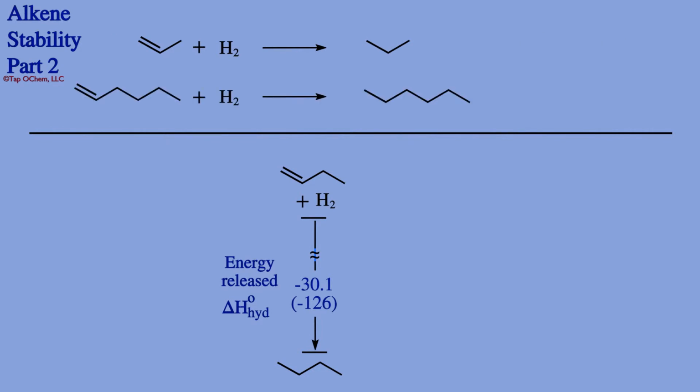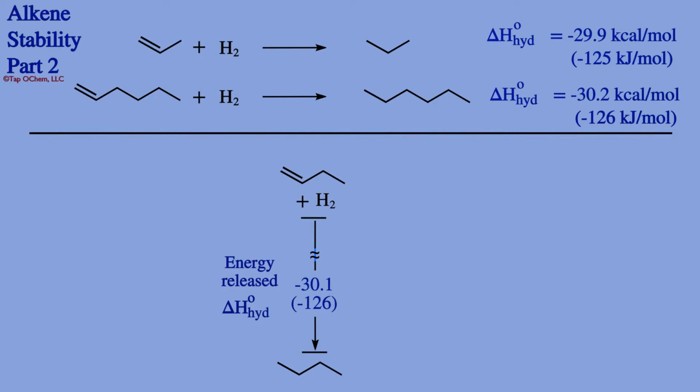Propene releases 29.9 kilocalories per mole of energy, and 1-hexene releases 30.2 kilocalories per mole. These data show an important point regarding heats of hydrogenation. For alkenes with the same substitution, in this case, monosubstituted alkenes, we can expect a release of energy that is very close, if not identical, to 30 kilocalories per mole.